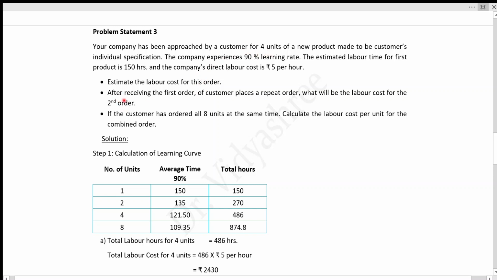Then after receiving the first order, the customer places a repeat order. What will be the labor cost for the second order?